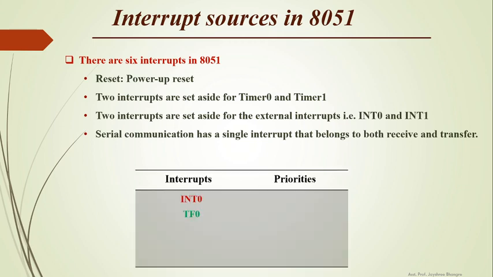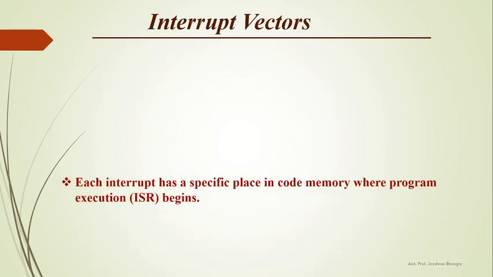So let's see the priority assigned to these interrupts. Int 0 has the highest priority, then TF0, that is nothing but the flag for timer 0. It has lower priority than int 0. Int 1 has lower priority than int 0 and TF0. TF1, that is flag for timer 1, has lower priority than int 0, TF0 and int 1. And RI and TI, that is serial port interrupt, has the lowest priority.